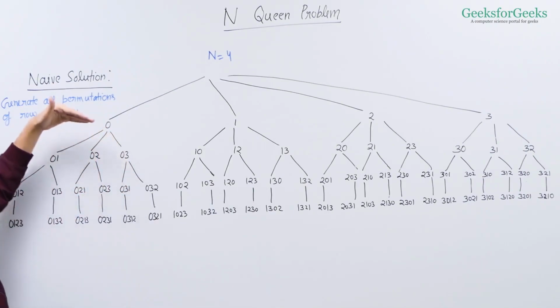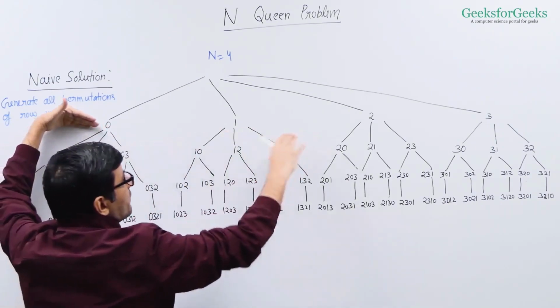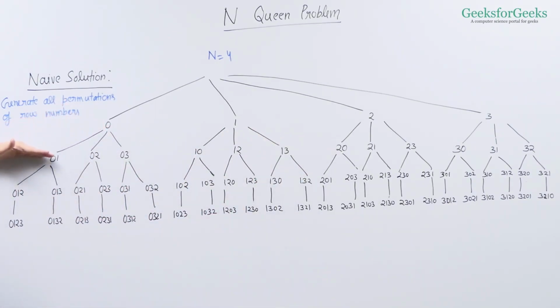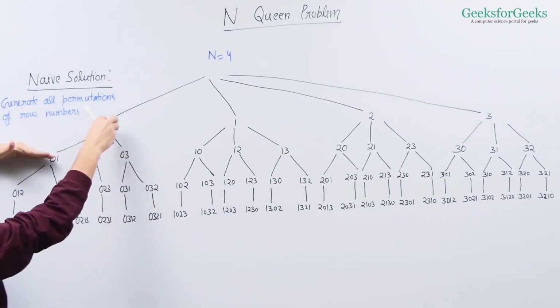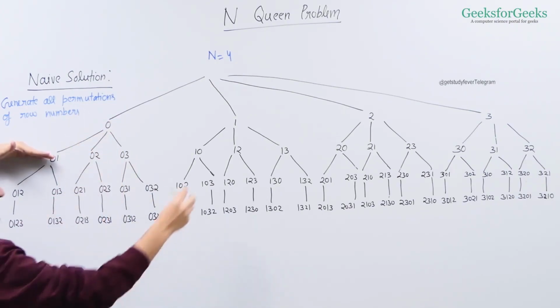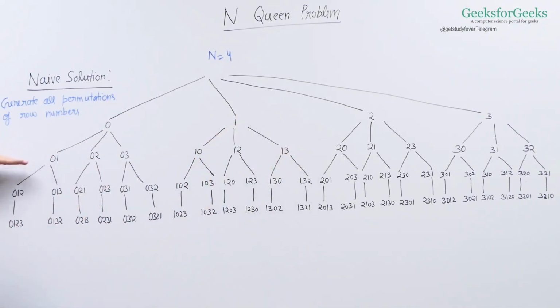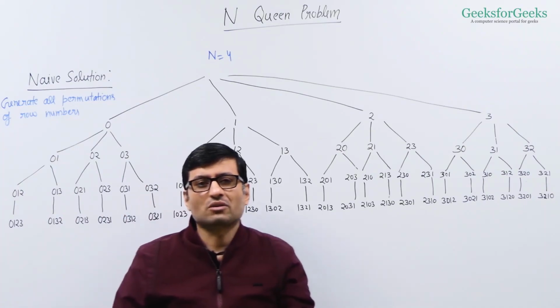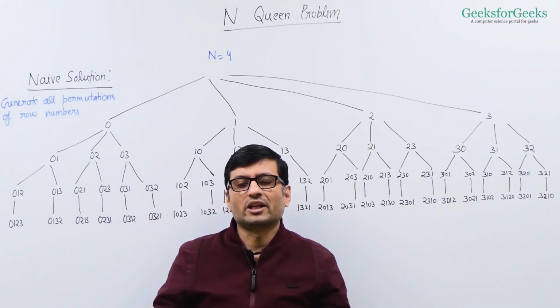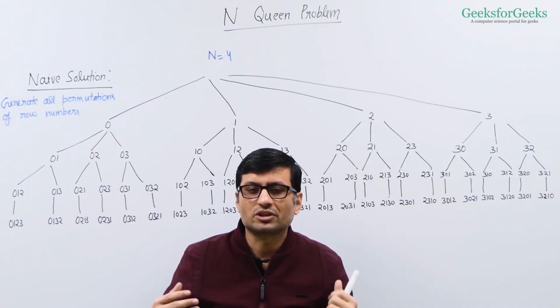So this particular level in this tree represents different choices for column 1, and this particular level represents the choices in column 2 once you have made a choice in column 1, right? So once you made this choice, you have 3 choices for column 2. Once you made this choice, you have 3 choices for column 2. This particular level represents the choices for column 3 or column at index 2. And this particular level represents the choices for column at index 3. This is how our recursion tree is. So we are going to generate this recursion tree, and then we are going to generate all the permutations, and then we are going to check which one is valid.